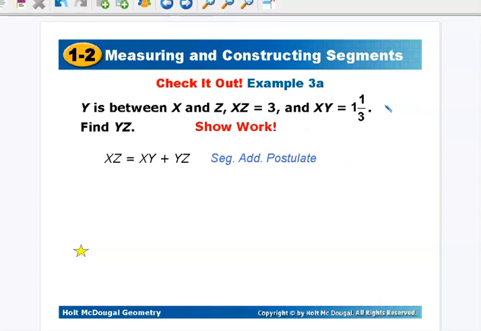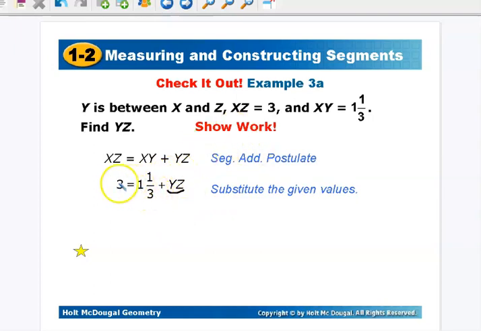Got our drawing. So we're going to use the segment addition postulate like I told you before. We know the full length is XZ. The two parts are XY and YZ. Let's fill in and substitute for our geometric variables. So there's our 3, 1 and 1/3, and like I said, a geometric variable here, not a name, just a geometric variable, YZ. That's why we don't have lines above them when they're geometric variables.